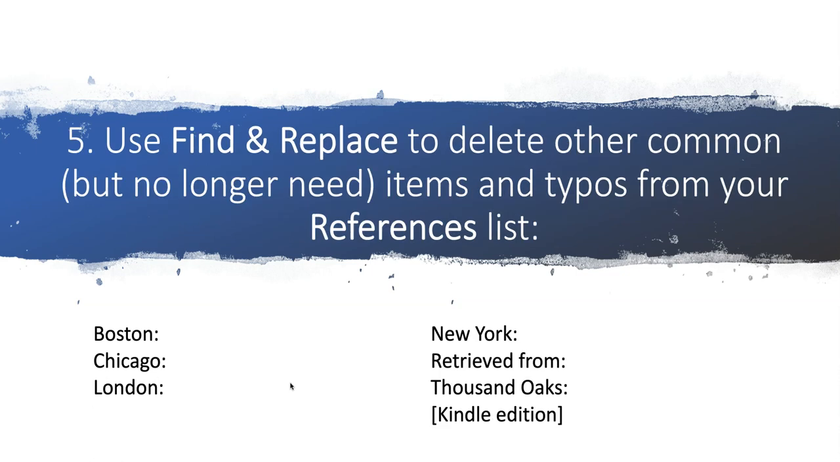While we're at it, let's go ahead and do searches for the other common typo forms where people have left out the state or the country. And go ahead and, while we're at that, also go for "Retrieved from:" and "[Kindle edition]" in square brackets.